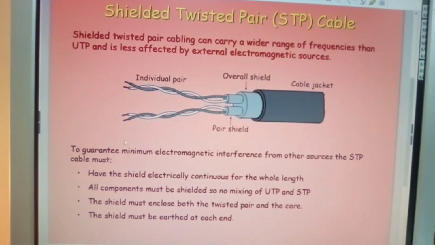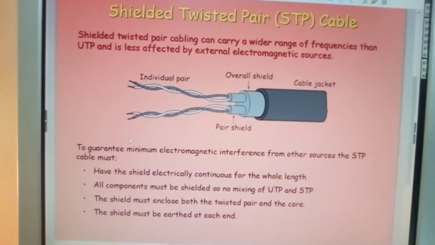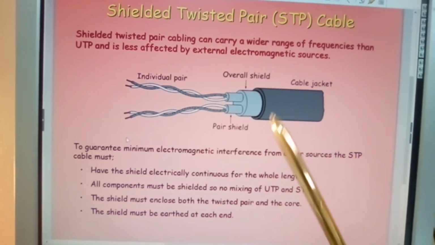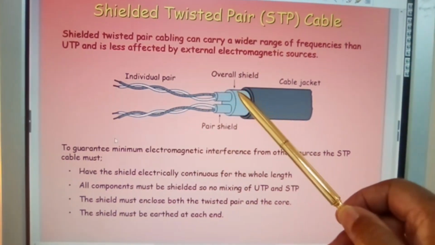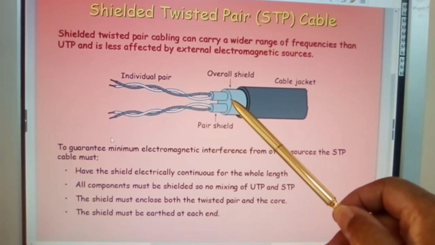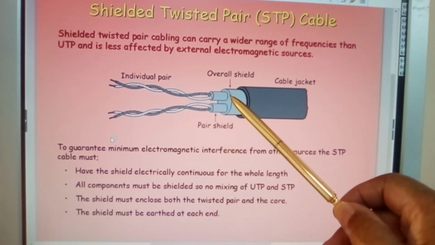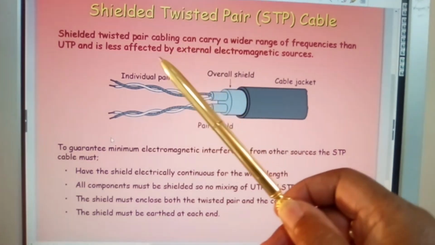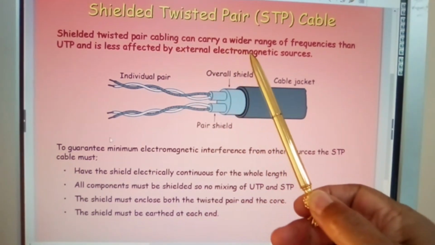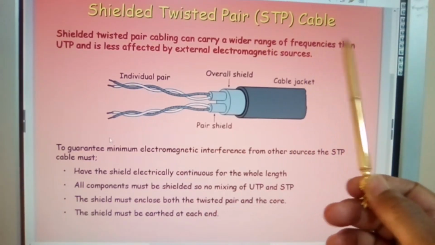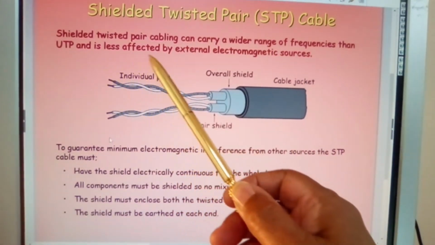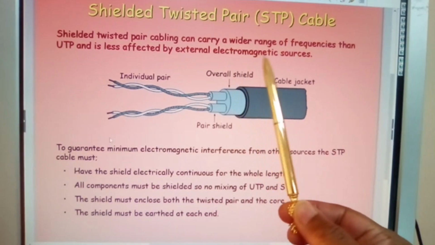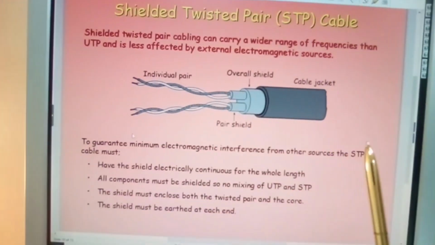Shield the twisted pair. Overall shield. Shielded twisted pair cabling can carry a wider range of frequencies than UTP and is less affected by external electromagnetic sources.